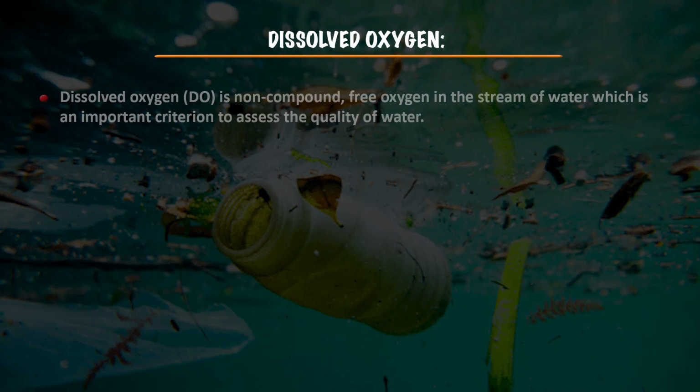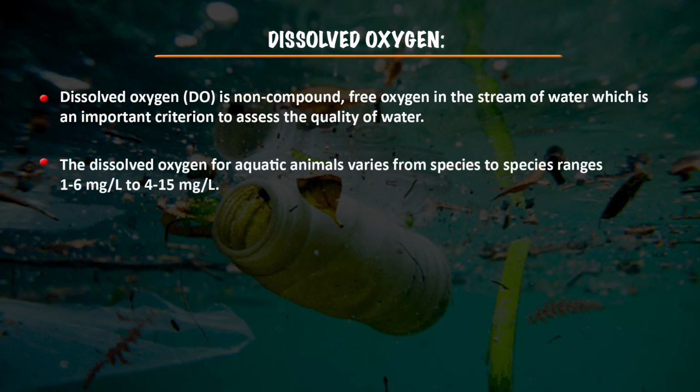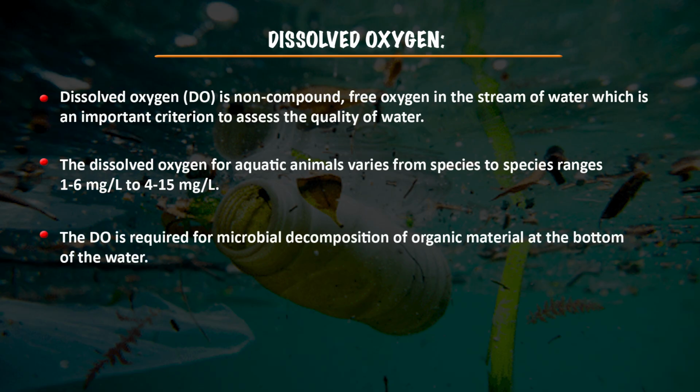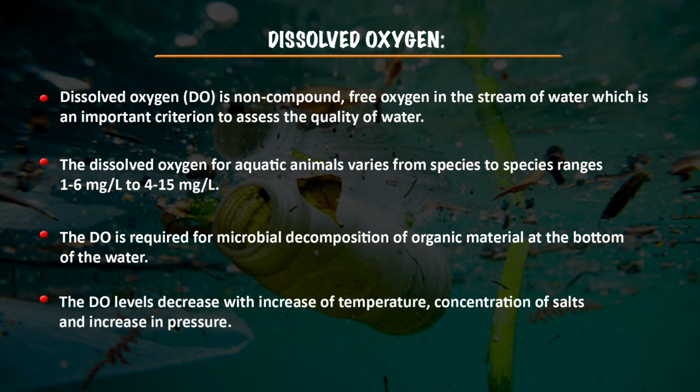If you consider another parameter, that is dissolved oxygen, it is non-compound free oxygen in the stream of water, which is an important criterion to assess the quality of water. The dissolved oxygen for aquatic animals also varies from species to species, of course, from 1 to 6 milligrams per liter to 4 to 15 milligrams per liter. Dissolved oxygen is highly required for microbial decomposition of organic material at the bottom of the water.